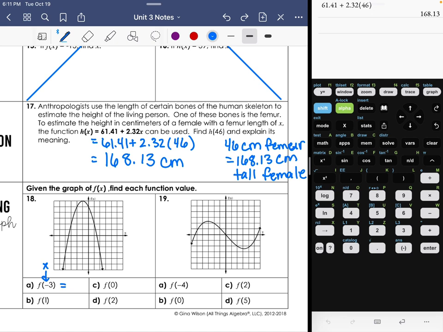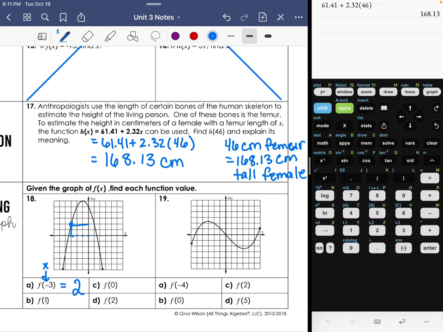So for this problem, if we know we're talking about -3, then we would go to -3, which would be here, and then go up to the graph, and then go back over to see where that is on the y-axis. And so that's at 2. So f of -3 on this graph, on this parabola, is 2.